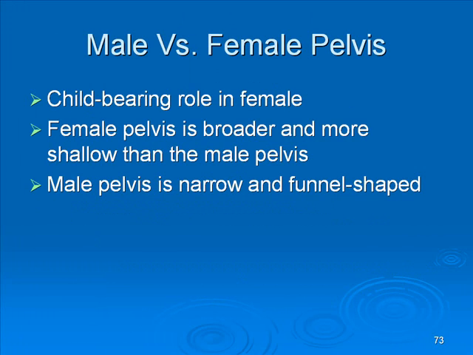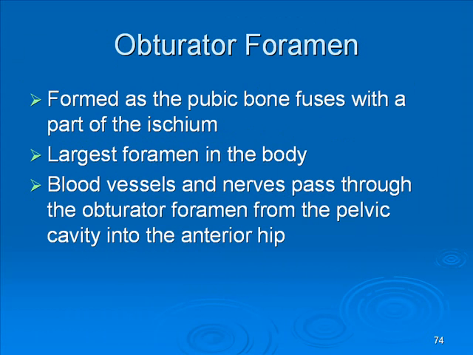Male versus female pelvis basically relates to childbearing. Female pelvis is broader and more shallow than the male pelvis. The male pelvis is narrow and funnel shaped.